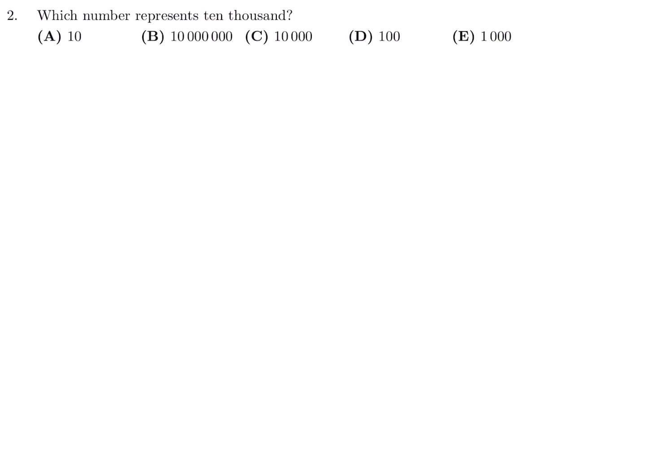What number represents 10,000? 10,000 is written as 1 followed by 4 zeros. So number 2, the answer would be C.